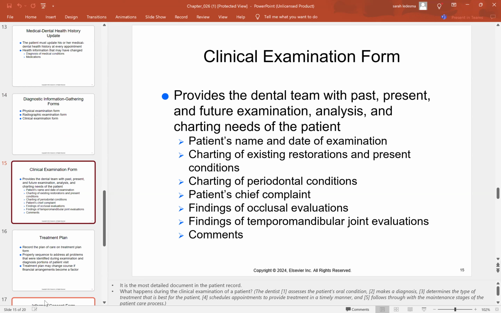It would include the patient's name and date of examination, charting of existing restorations and present conditions, charting of periodontal conditions, the patient's chief complaint, findings of occlusal evaluations, findings of temporomandibular joint evaluations, and any additional comments.